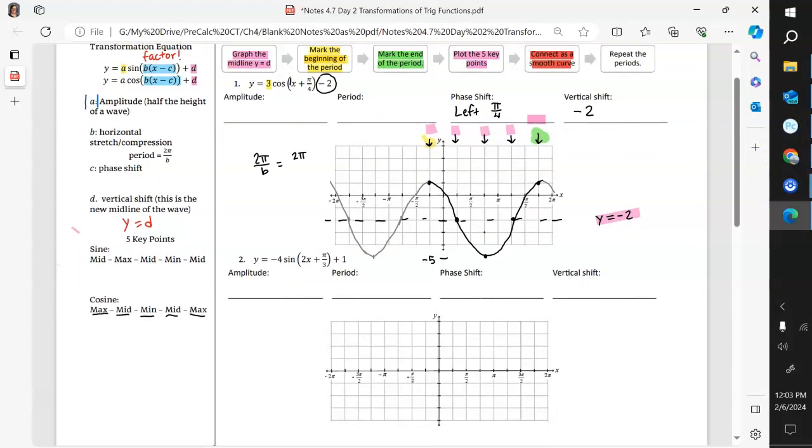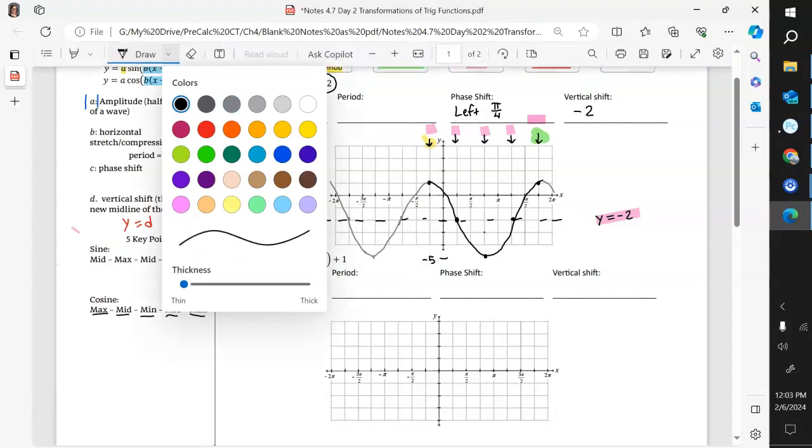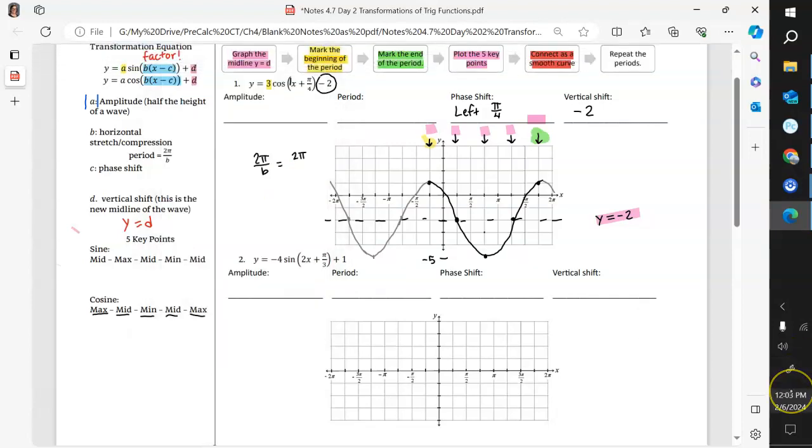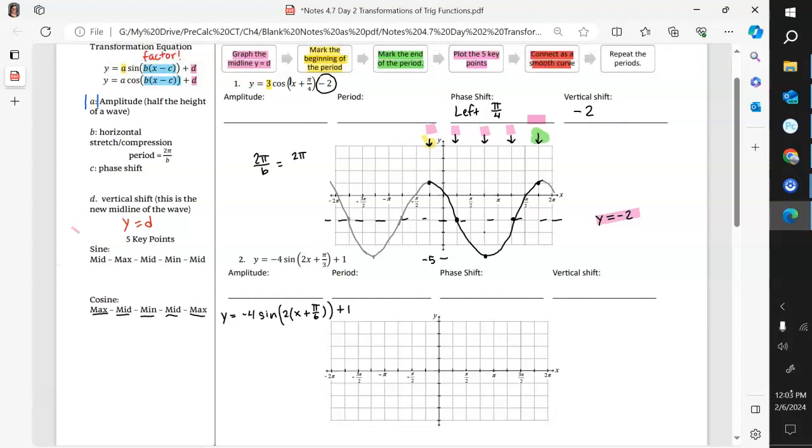The next one is going to be a sine function. This one we do have to do some factoring, so we want to make sure that we factor out the b. So I'm going to change this equation so it looks like -4 sine, and then I'm going to take the 2 out. So 2x divided by 2 would be x, pi over 3 divided by 2 would be pi over 6. And then I have plus 1.